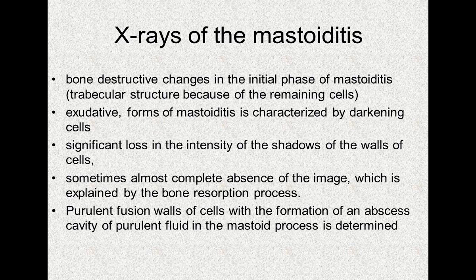In X-ray of mastoiditis, we see bone destructive change in the initial phase of mastoiditis. Trabecular bone remains because of the remaining cells. The exudative form of mastoiditis is characterized by darkening of cells. We talk about darkening of cells because of the exudate. Significant loss of intensity of the shadow of the wall of the cell. Sometimes there is almost a complete absence of image, which is explained by a greater resorption process. Purulent diffusion of the wall of the cell with formation of an abscess cavity of purulent fluid in the mastoid process is determined.